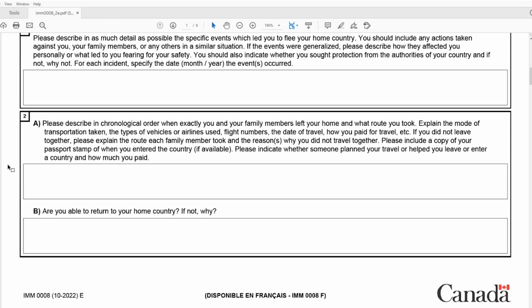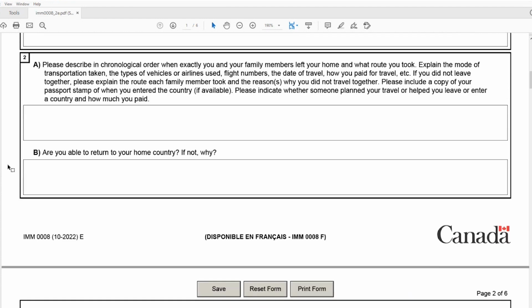And for question 2, again, you're going to respond describing in chronological order when exactly you and your family members left your home and what route you took. Did you use a flight? What were the flight numbers for the flight that you took? Did you drive in a vehicle? What was the date that you left? How did you pay for your travel?